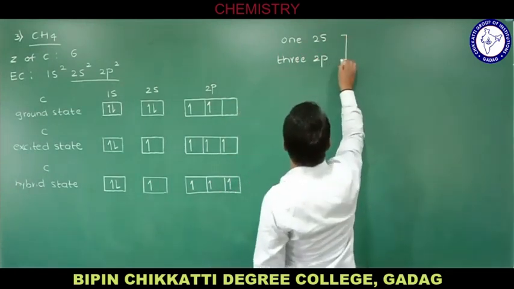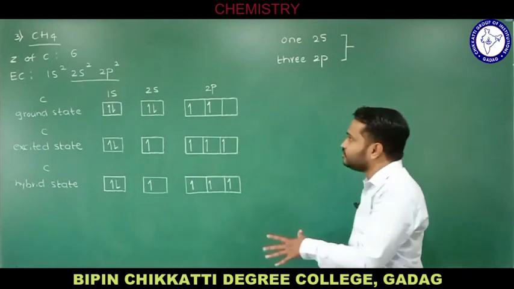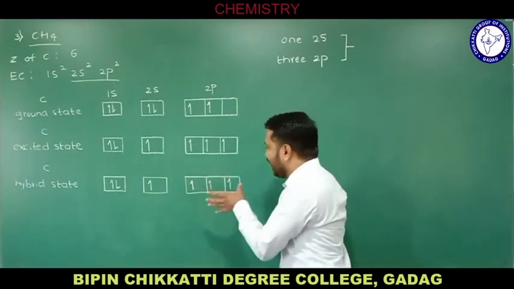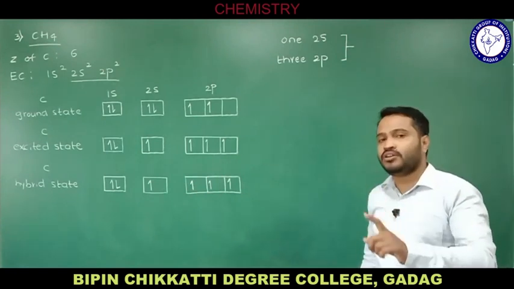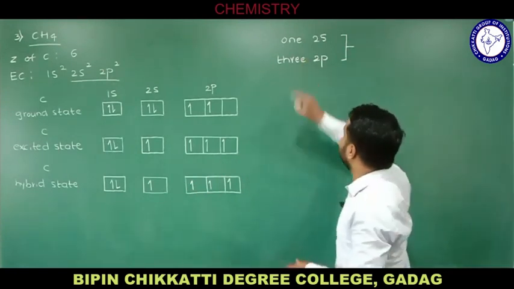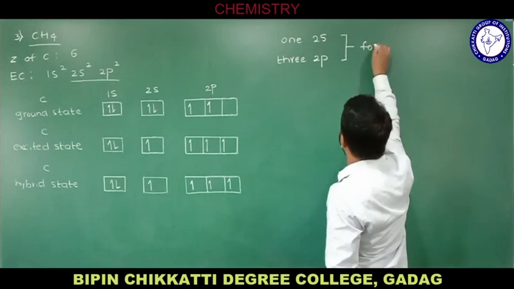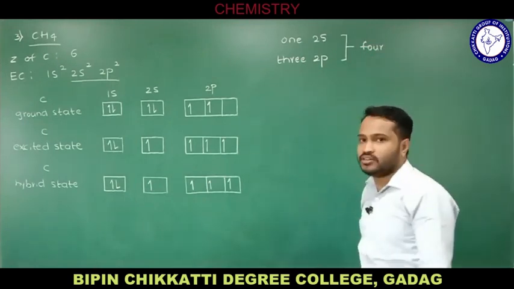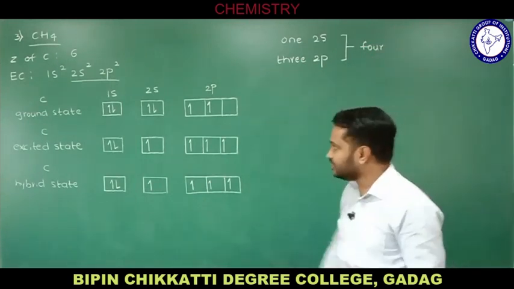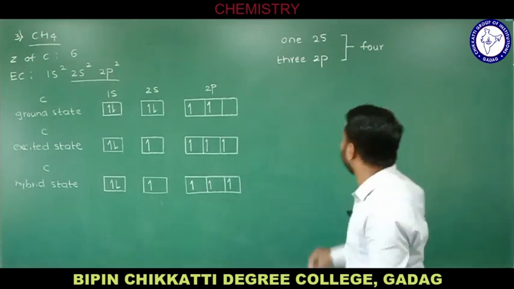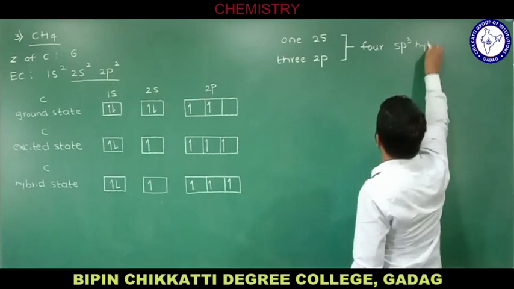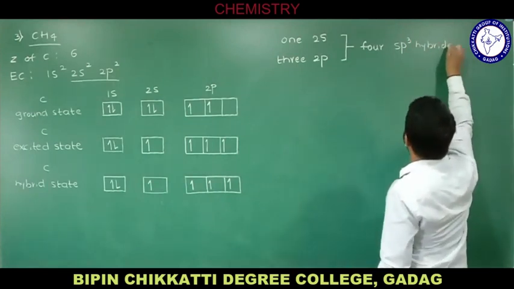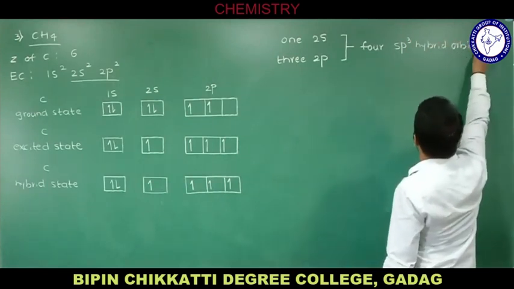They are going to intermix. So there will be intermixing of one 2s and three 2p atomic orbitals, and the number of hybrid orbitals will be the same. So therefore 1 and 3 we have, therefore we are going to get 4 hybrid orbitals. What would be the name of the hybrid orbitals? s and 3p we have, therefore the name will be sp3. So 4 sp3 hybrid orbitals we are going to get.